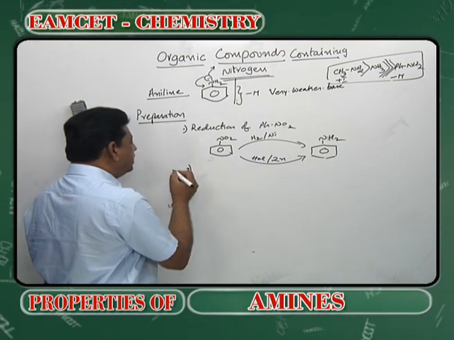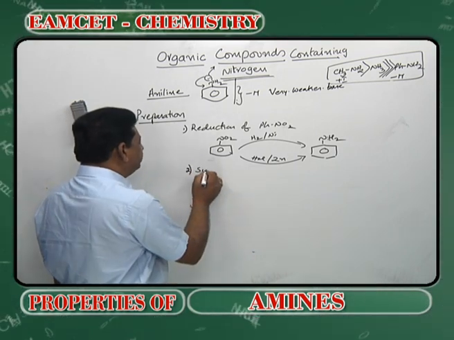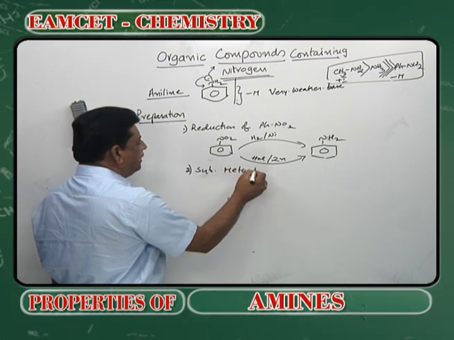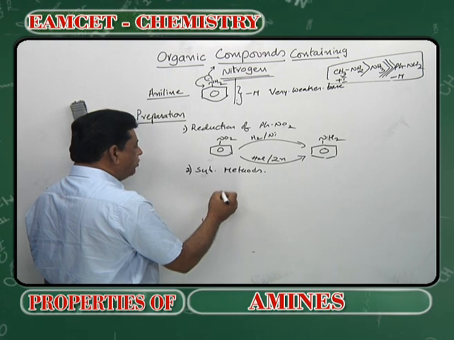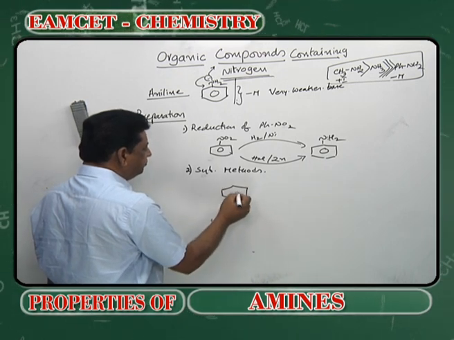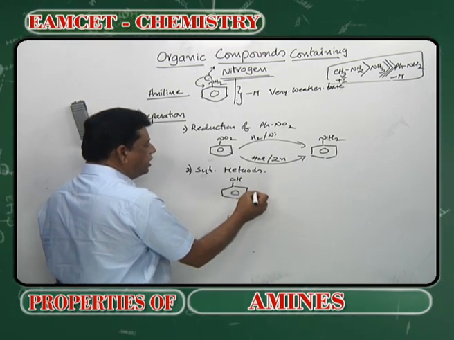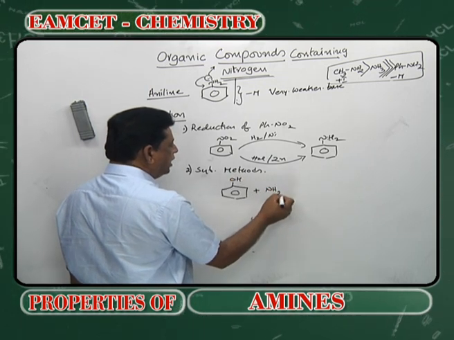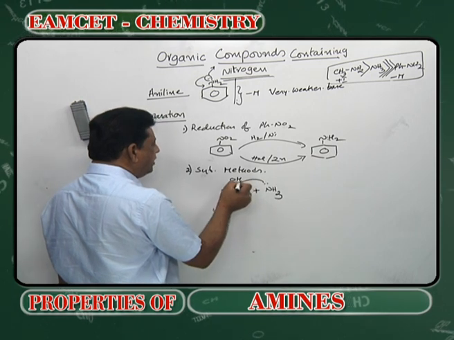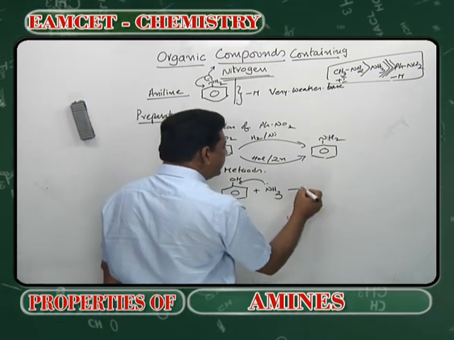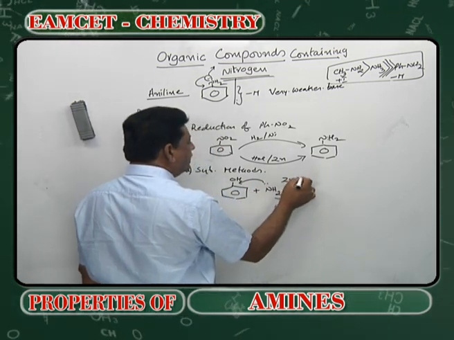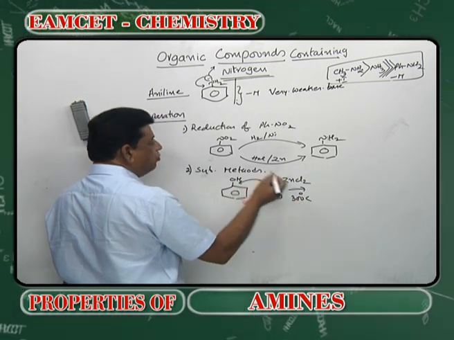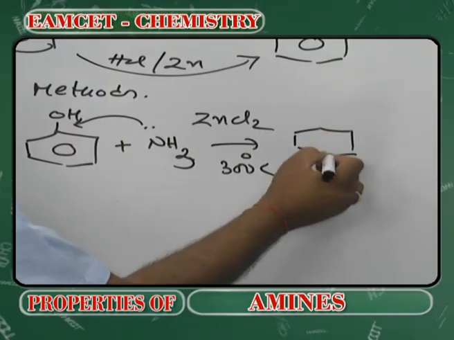You have some substitution methods also. In these methods, you can take chlorobenzene or phenol, for example. In phenol, the OH group can be replaced by amino. You take ammonia, and the ammonia will replace the OH group in the presence of zinc chloride on heating around 300 degrees centigrade. This NH2 will replace the OH and you will get aniline.